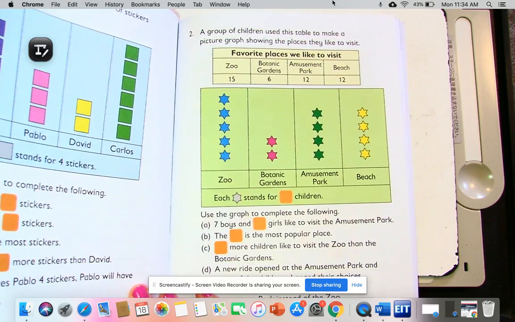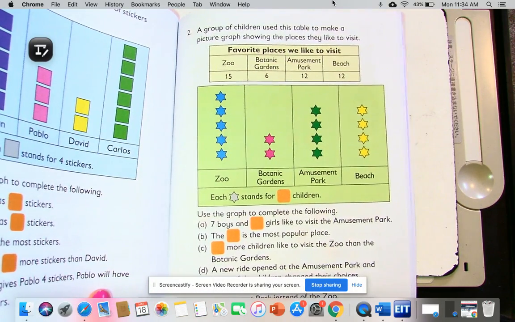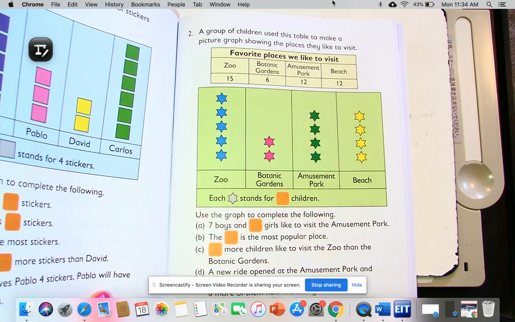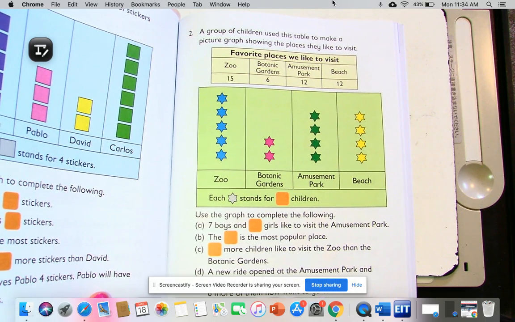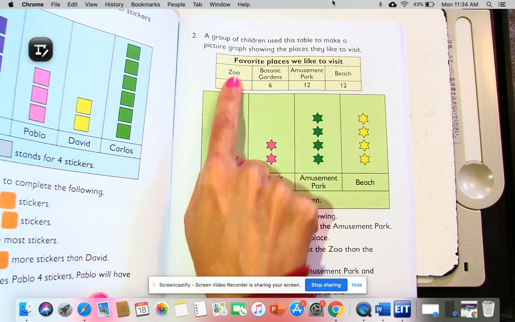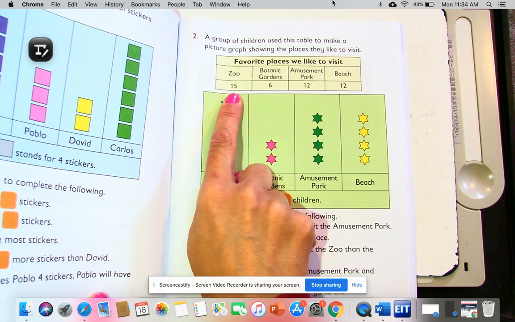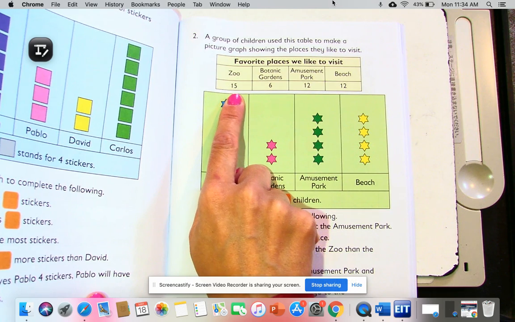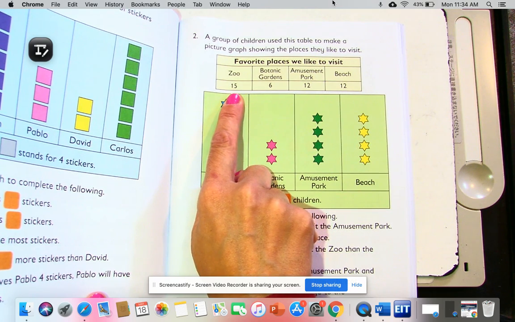So let's take a look at page 105 in our textbooks. It says a group of children use this table to make a picture graph showing the places they like to visit. So some children like to visit the zoo. Looks like about 15 kids like to visit the zoo. Raise your hand if you like to visit the zoo.